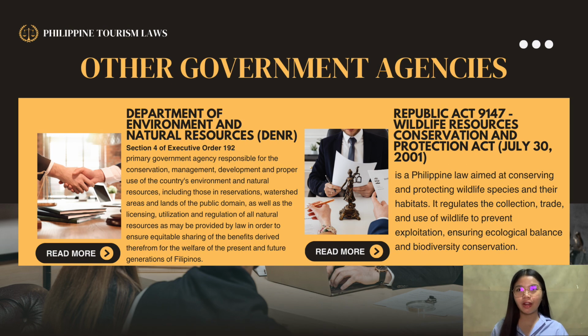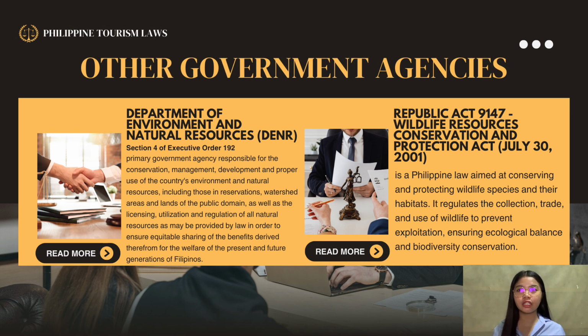Next is the Department of Environment and Natural Resources, also called DENR, under Section 4 of Executive Order 192. Under Section 4 of Executive Order 192, the Department of Environment and Natural Resources is mandated to be the primary government agency responsible for the conservation, management, development, and proper use of the country's environment and natural resources, including those in reservations, watershed areas, and lands of the public domain, as well as the licensing, utilization, and regulation of all natural resources as may be provided by law in order to ensure equitable sharing of the benefits derived therefrom for the welfare of the present and future generations of Filipinos.